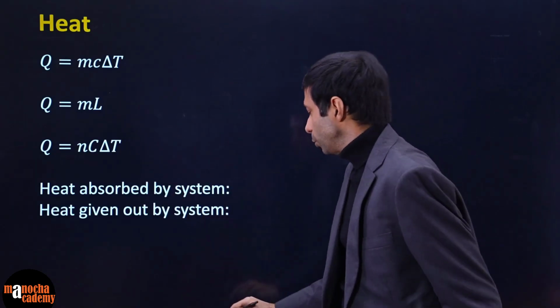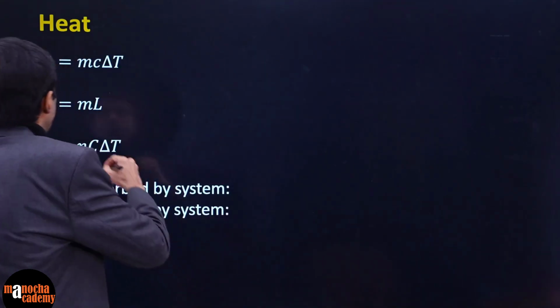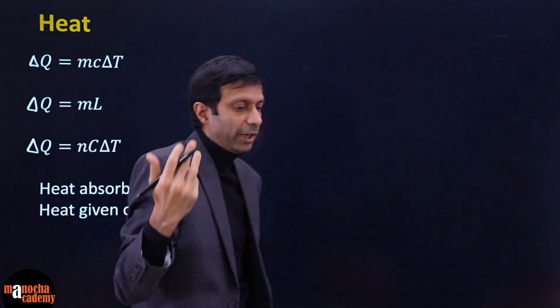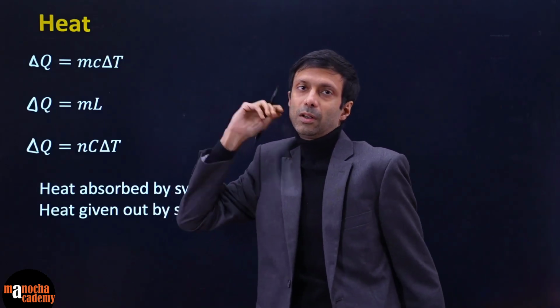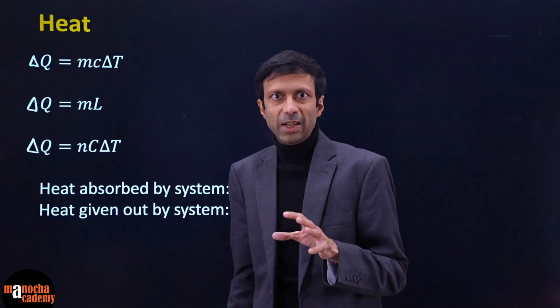Heat, there are lots of formulas. Or change in heat, you can put here delta Q if you want. So here we can say Q, or basically we are talking about delta Q. That means how much heat you need to add. So what are the formulas? This one you have heard in the previous chapter, thermal properties of matter. You can watch my videos on the specific heat capacity and all.